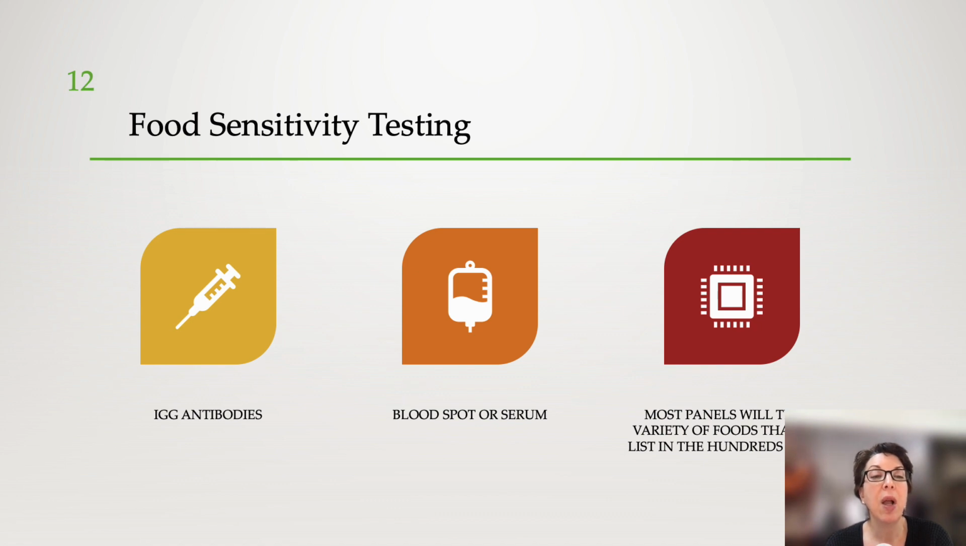Food sensitivity testing can usually test blood spot or serum. So it's either through phlebotomy or through a finger stick on a blotter paper. It's looking for IgG antibodies. And remember, the IgG is the most predominant form of immunoglobulin in the body. So you will want to assess the IgG antibodies for different foods. And most panels will have like hundreds of foods that are included on their panel. So everything you could possibly imagine. And it's very helpful and convenient. So if food allergies or food sensitivity is suspected, it's usually a blood spot or a serum test.